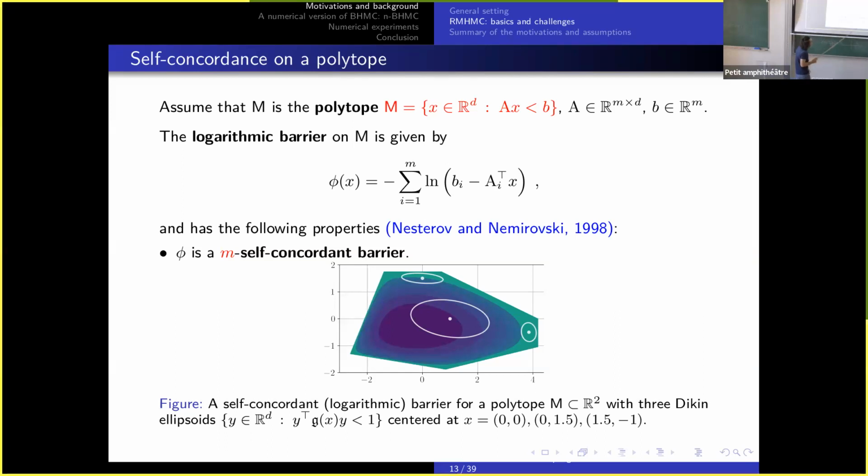Here is an example of a constraint set, and I just plot, for some given points, some Dikin ellipsoids, for a given radius. What you can check is that every Dikin ellipsoid lies in your constraints. Compared to if you had considered a Euclidean ball, you would be out of your constraints, whereas using Dikin ellipsoids, they are always defined and all lie in your manifold.